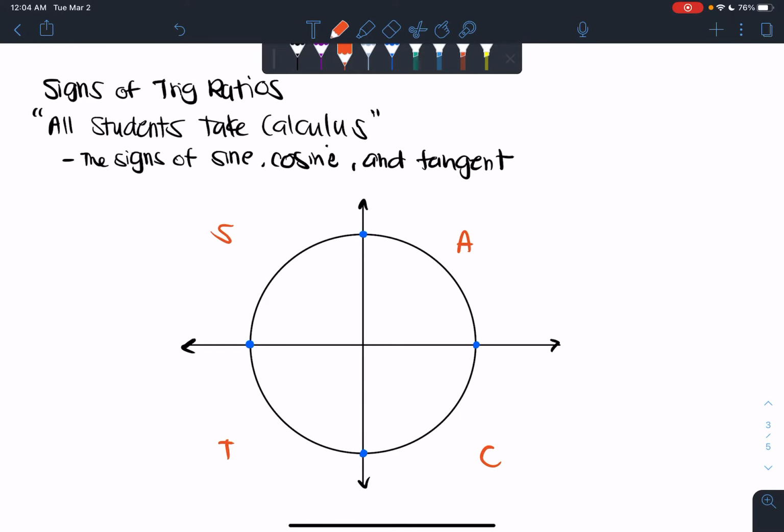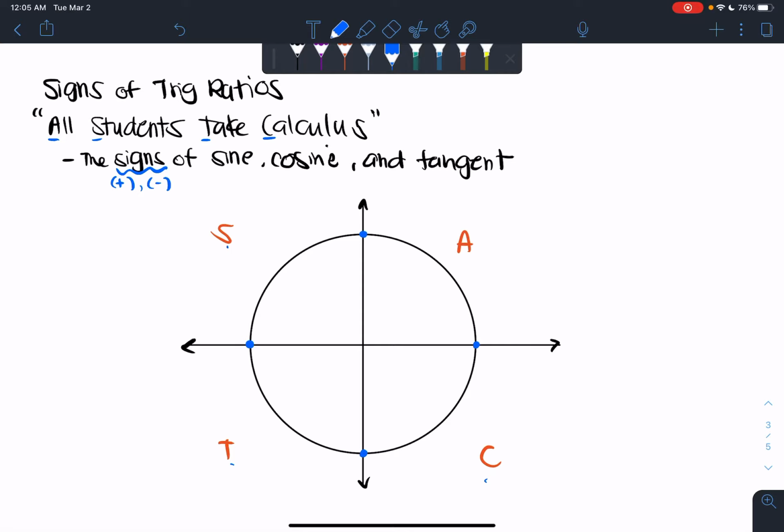To help us prepare for understanding the unit circle, we first want to be able to identify the sign of our trig ratios in each quadrant. So we use this mnemonic, "All Students Take Calculus," ASTC, to help us identify when our ratios are positive. When we talk about signs, S-I-G-N, we're talking about whether it's positive or negative.